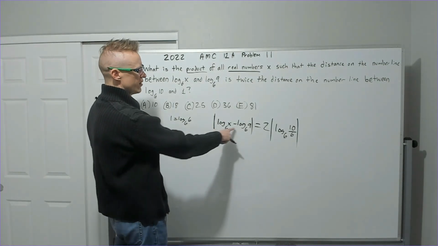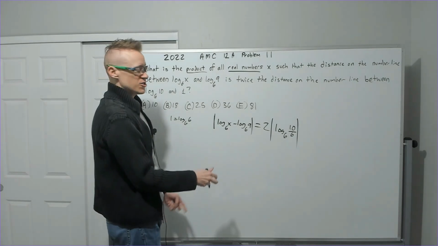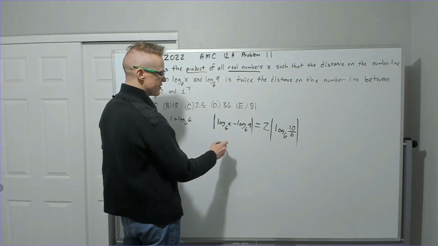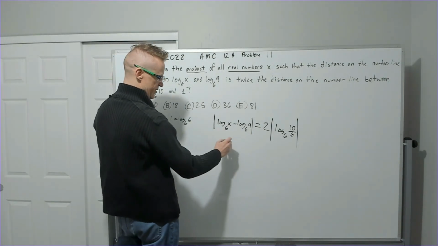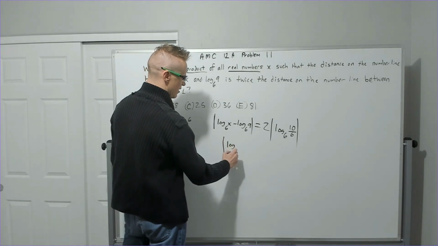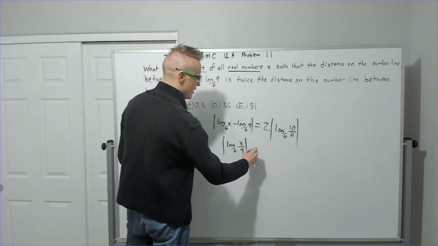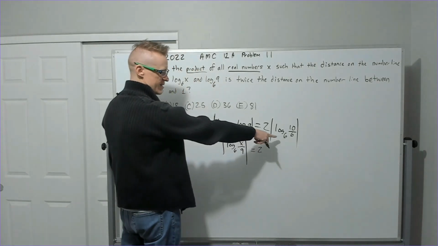So over here, the thing is, we don't know if this is larger than that or not. So if it's larger, how would it be larger? Let's first write what this one is. You'll kind of see it. You'll get the absolute value of log base 6 of x over 9 equals 2 times. Here's the thing.